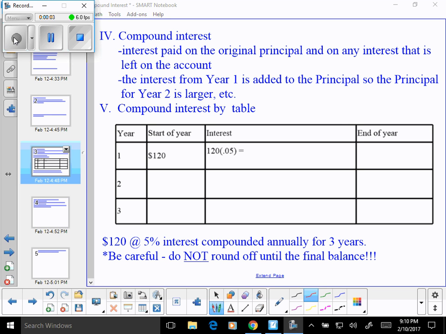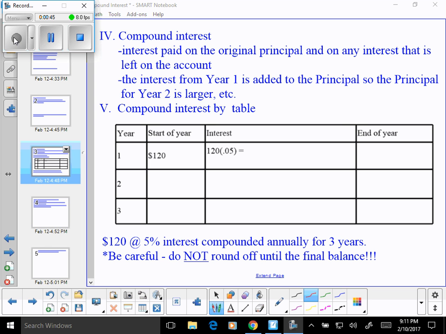This lesson is Chapter 6-8, Part 2, Simple and Compound Interest, and in this lesson we are going to concentrate on compound interest. Compound interest is the usual form of interest that you will get in a bank or from a credit union. The interest is paid on the original principal and then on any interest that is left in the account. So the interest from year one ends up being added to the principal. So the principal for year two, whenever you're going to do the calculations, is going to be larger. Then it goes on to year three, year four, year five, etc., however far your table goes.